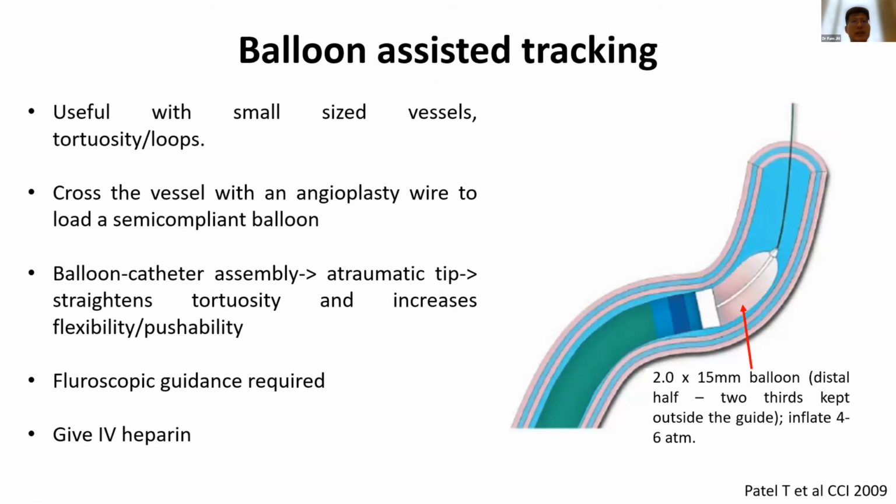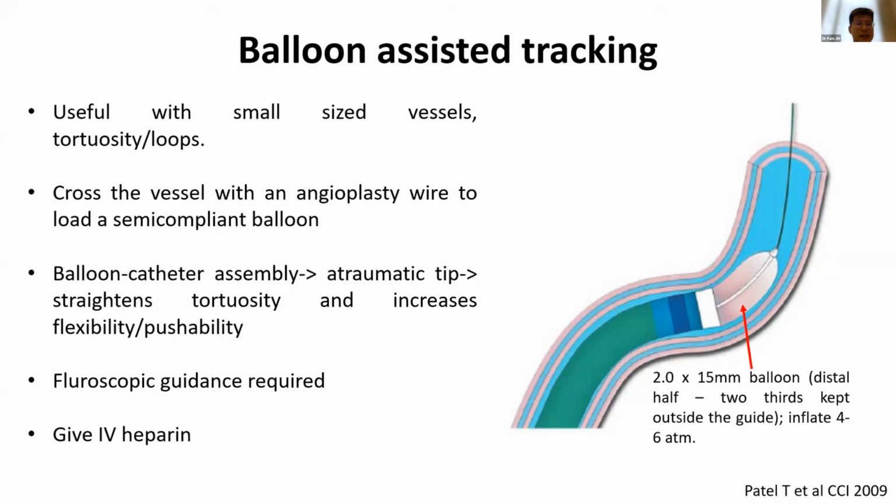Now, another method is called balloon-assisted tracking, which is another technique that can be used to overcome radial tortuosity. Now, here's how it works. We cross a tortuous segment with a standard angioplasty wire. A guide catheter could be advanced into the radial artery distal to the spasm first, and a balloon is then advanced over the wire to the tip of the catheter with the distal 2/3 of the balloon sticking out outside the guide, as shown on the right-hand side, and inflated just above the nominal inflation pressure.